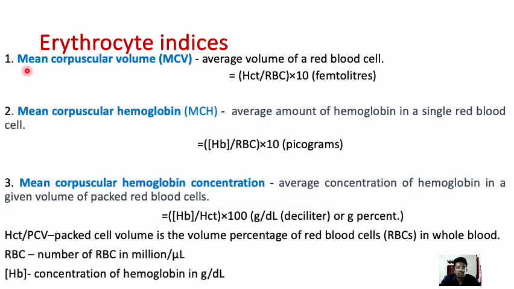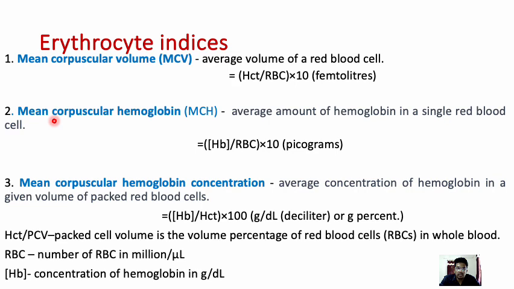First, the mean corpuscular volume. Corpuscular means cell, just imagine like that. It is basically the average volume of a red blood cell. How much volume a red blood cell will have? The equation is hematocrit divided by RBC into 10. The result will come in femtoliters.